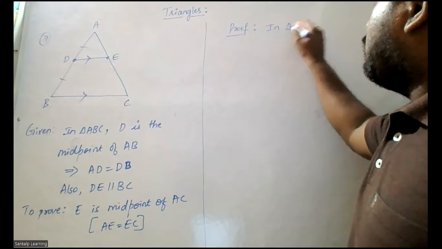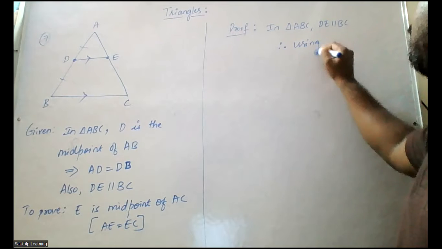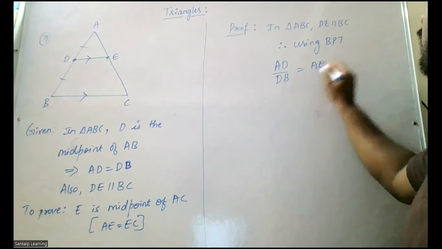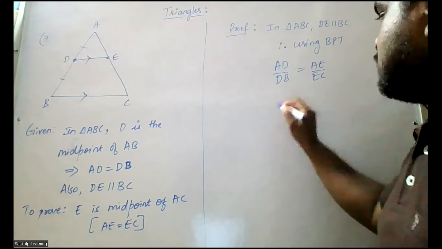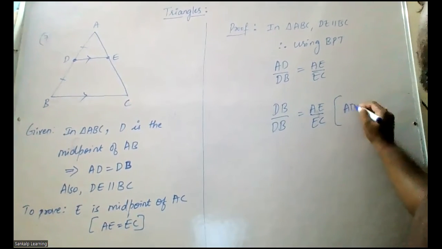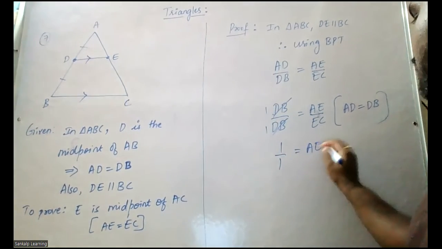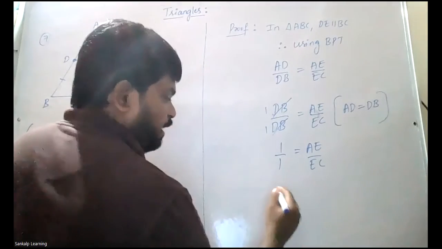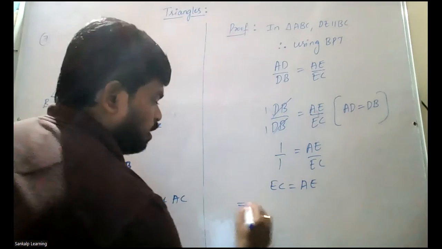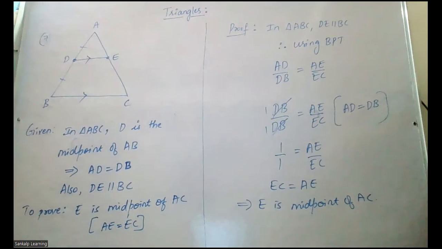Now, in triangle ABC, DE is parallel to BC, isn't it? It is given. Therefore, we can use BPT theorem. Using BPT, we can write AD by DB is equal to AE by EC. Now, instead of AD, I can replace it by DB, because AD and DB are equal. DB by DB is equal to AE by EC. Therefore, DB gets cancelled. You are left with 1 by 1 is equal to AE by EC. Cross multiply it. 1 into EC is EC, 1 into AE is AE. So therefore, you got EC and AE are equal. If this side and this are equal, then E should be the midpoint. Implies E is the midpoint of AC.